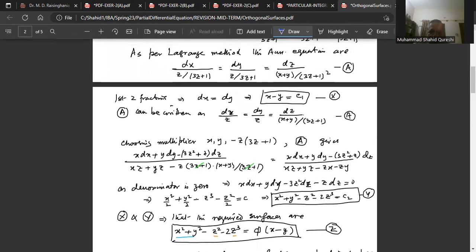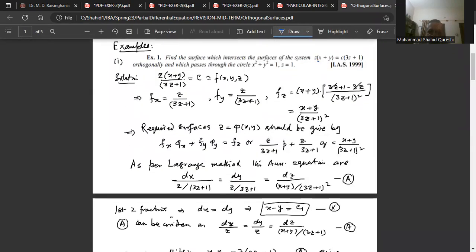So one problem, let me discuss quickly. This is the function given, and we want to find the system of surfaces that are orthogonal and that also pass through this curve. So we write the surface as constant equal to f(x, y, z), take the partial with respect to x, with respect to y, with respect to z, and form the standard linear partial differential equation and write the auxiliary equation. From the auxiliary equation, the first two fractions give dx equal to dy because the denominators are exactly the same. So x minus y is equal to c1, the first independent solution.